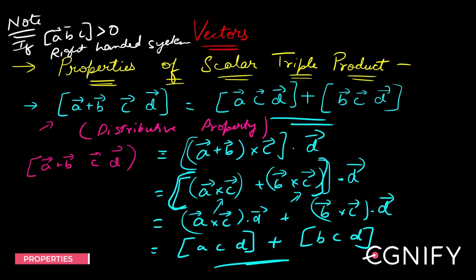So A, B, C, in this order, if the box product is greater than 0, then it's called a right-handed system. Sometimes they might just give you 3 vectors and ask whether these 3 vectors form a right-handed system or not.